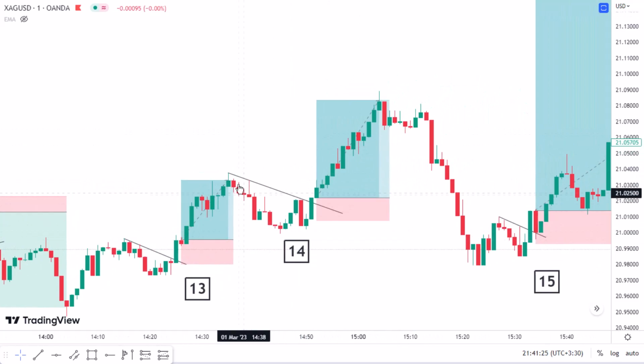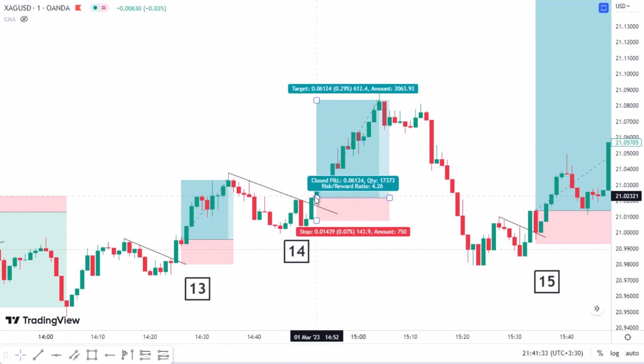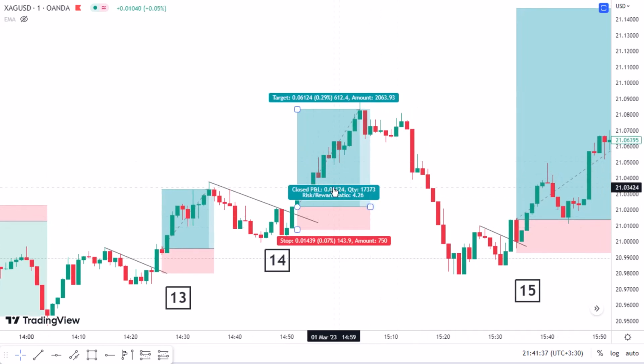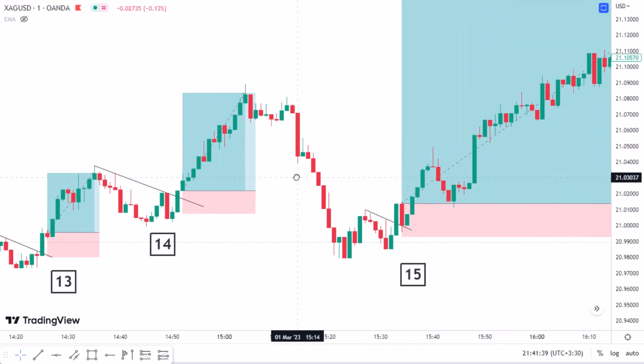On the trade 14, we have a trend line with 2 touches. Actually, it is like this. 3 touches here. On the first time it breaks it here, we enter the buy position, put our stop loss somewhere safe, and it gives us a reward of 4.